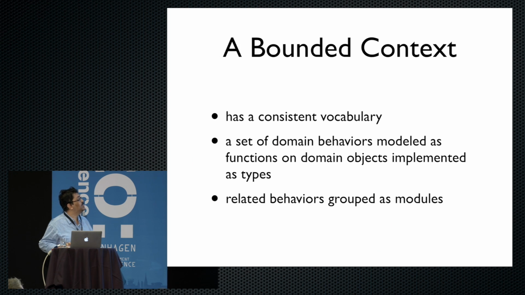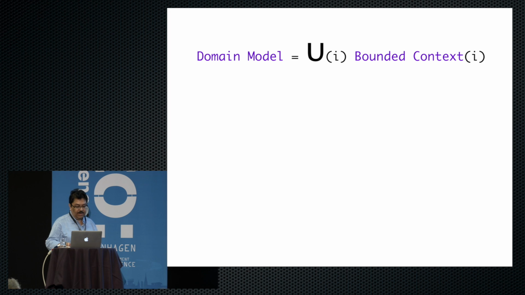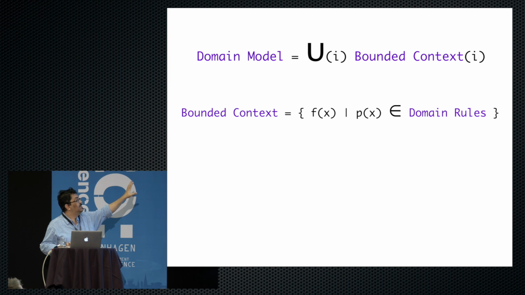As I said, a bounded context has a consistent vocabulary, a set of domain behaviors modeled as functions on domain objects implemented as types. The vocabulary is only valid within that specific bounded context. So, whenever we talk of any specific type or any specific entity or algebra, we are talking about it with respect to a specific bounded context. So, keeping the earlier picture in mind, we can say that a domain model is a union of bounded contexts. And we can define a bounded context as a collection of functions subject to a set of predicates which we call the domain rules.